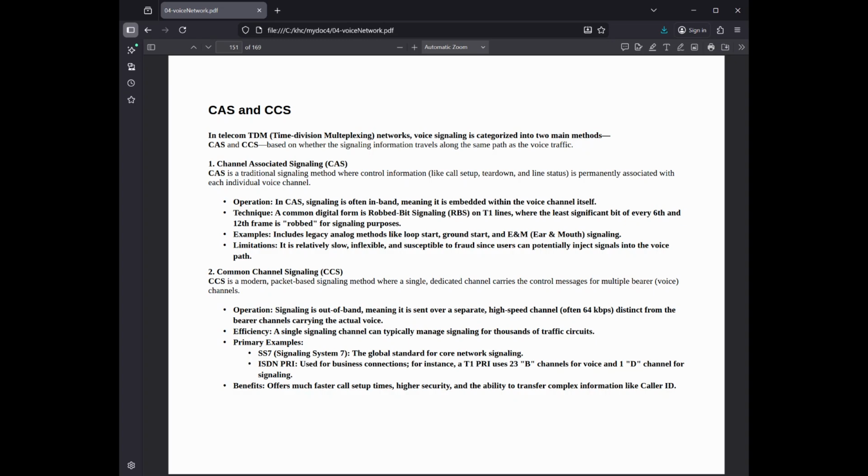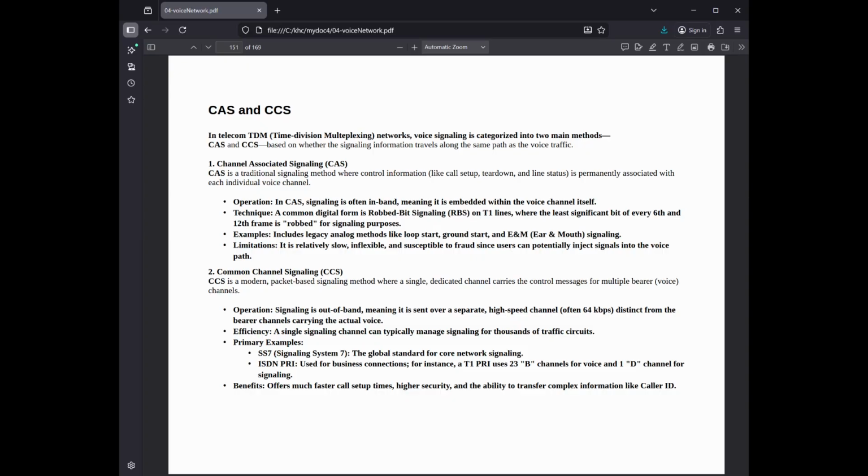Technique: a common digital form is robbed bit signaling, RBS, on T1 lines, where the least significant bit of every 6th and 12th frame is robbed for signaling purposes. Examples include legacy analog methods like loop start, ground start, and E&M (ear and mouth) signaling. Limitations: it is relatively slow, inflexible, and susceptible to fraud since users can potentially inject signals into the voice path.